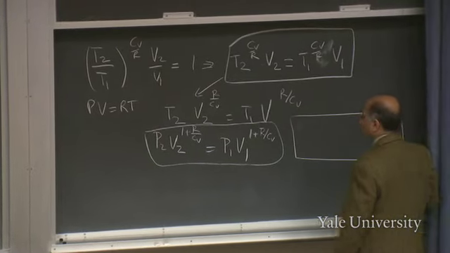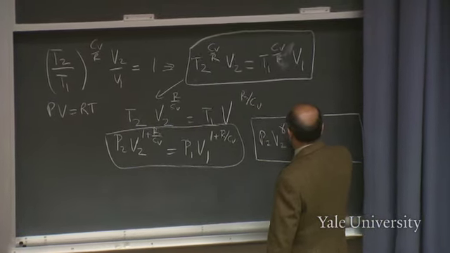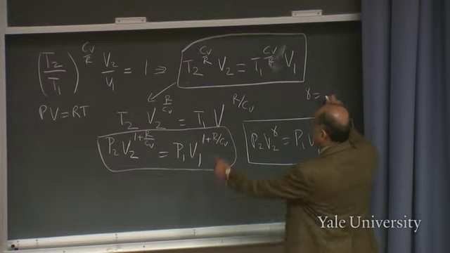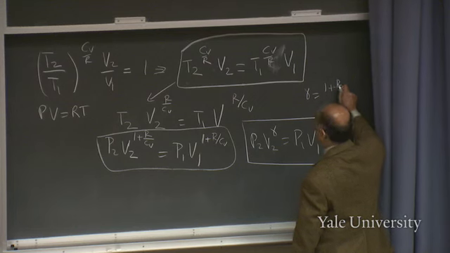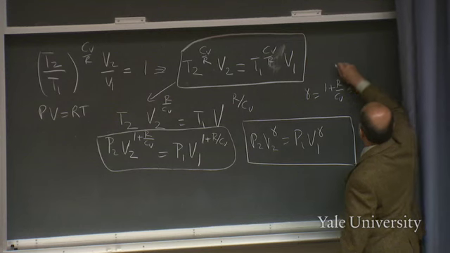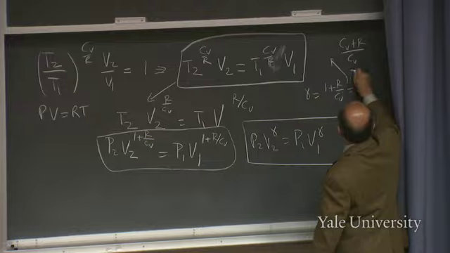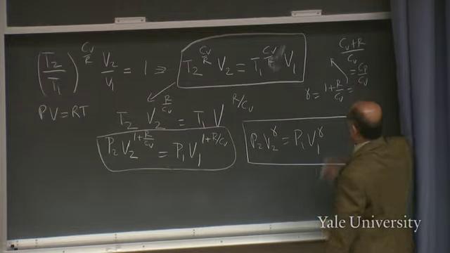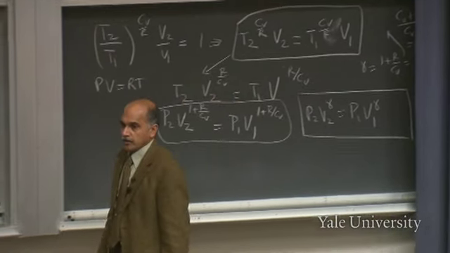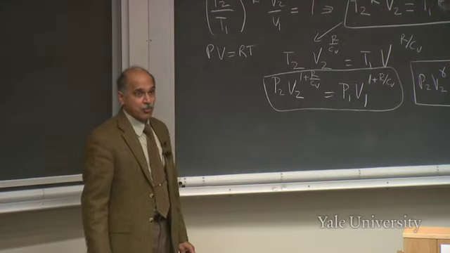And if you remember your high school days, you may remember it's written as P2 V2 to the gamma is equal to P1 V1 to the gamma, where gamma is just 1 plus R over CV, which you can see is equal to CV plus R over CV, and that is CP over CV. So this gamma is really CP over CV. For an adiabatic process, P2 V2 to the gamma is P1 V1 to the gamma.